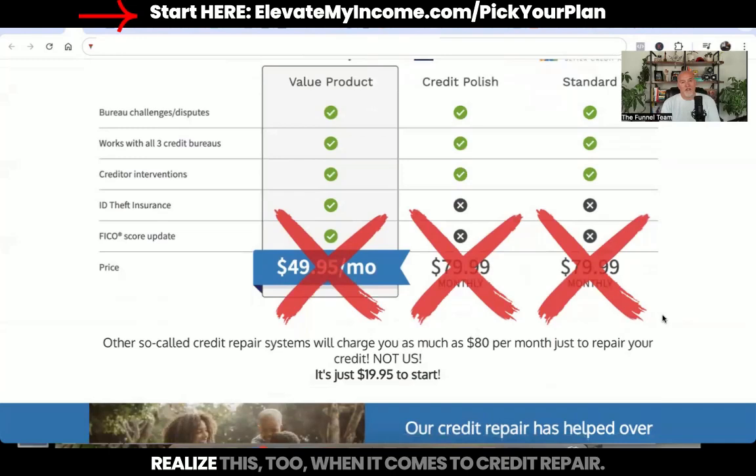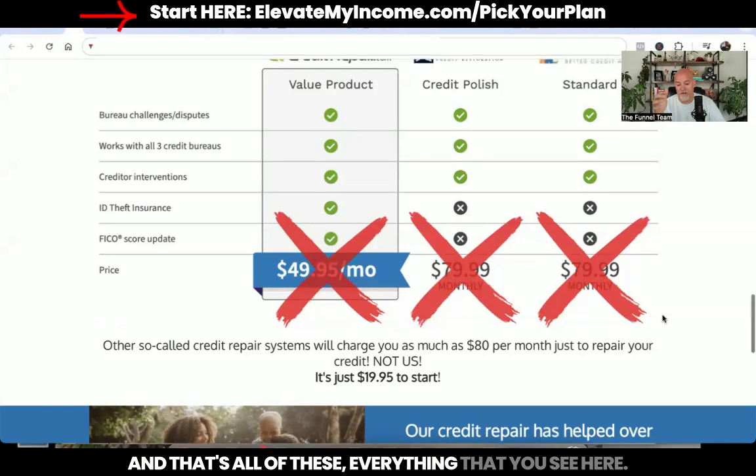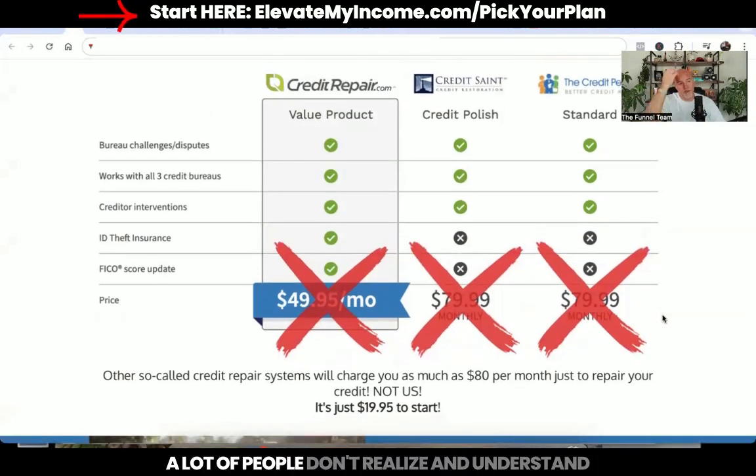And I want you guys to realize this too, when it comes to credit repair, and you can go look this up all on your own. You can go to Google, you can search credit repair, and you're going to see that all of these credit repair agencies, they charge a monthly fee. Credit repair is not a one-time thing. You don't just pay somebody $100 and it's done. No, you're going to be paying them monthly, okay? And that's all of these, everything that you see here. A lot of people don't realize and understand that credit repair is a monthly business.